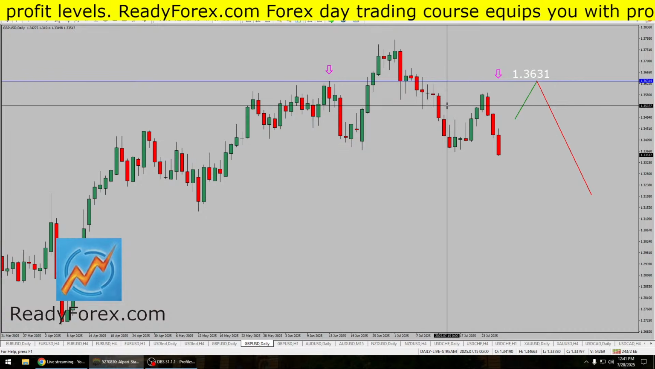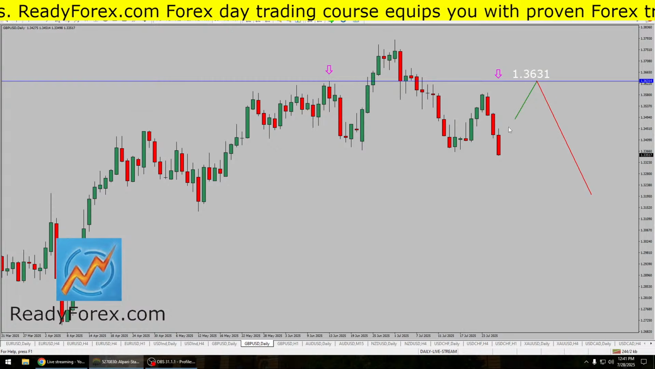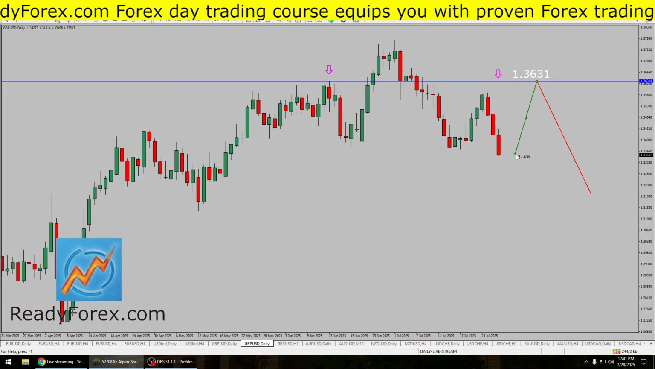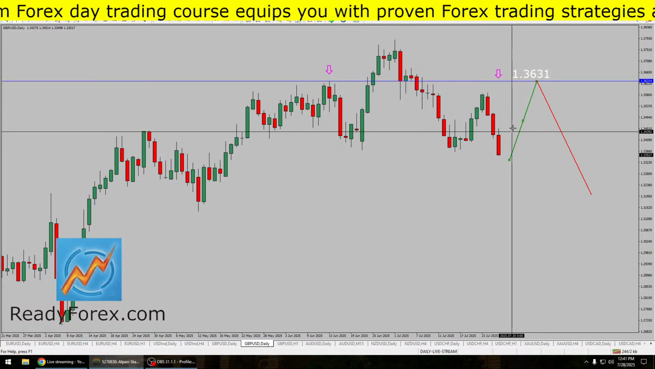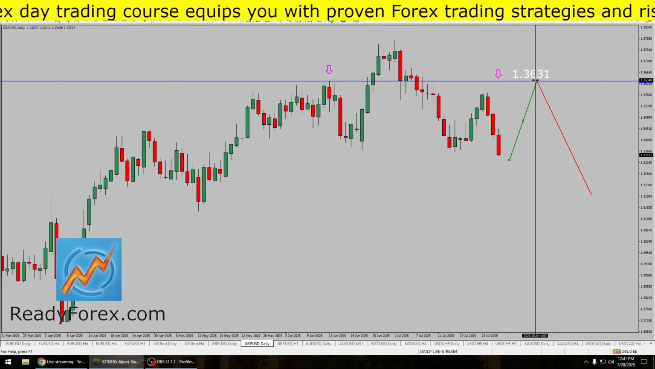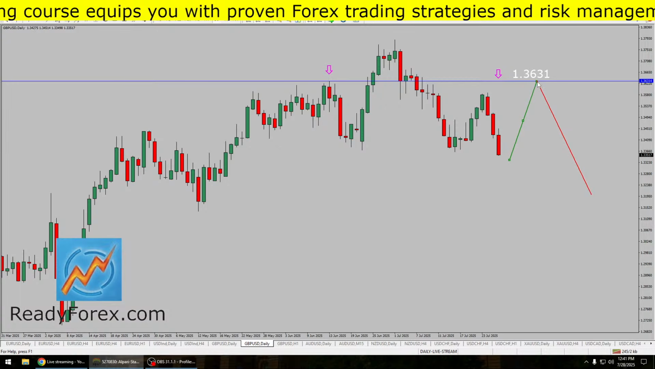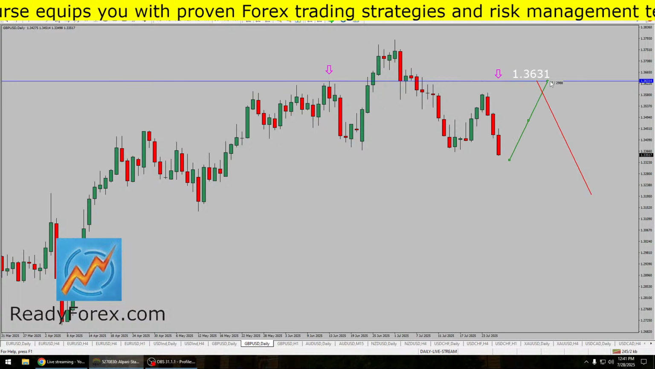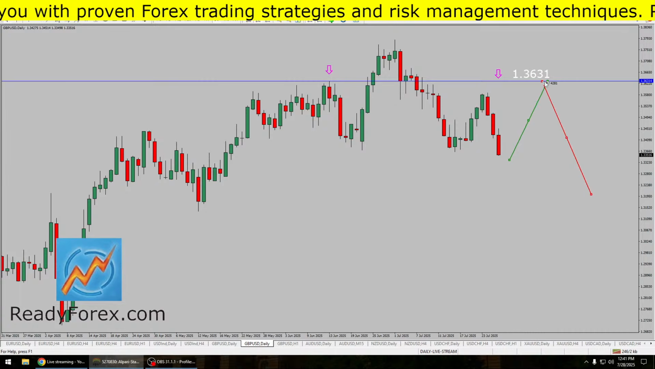The decline over here actually shows corrective in nature, so it's still quite possible that if the market is going to start the bullish rise, we could still get a retest at 1.3631. It still looks quite possible, but the probability is low now because the market is trying to print a new low over here.